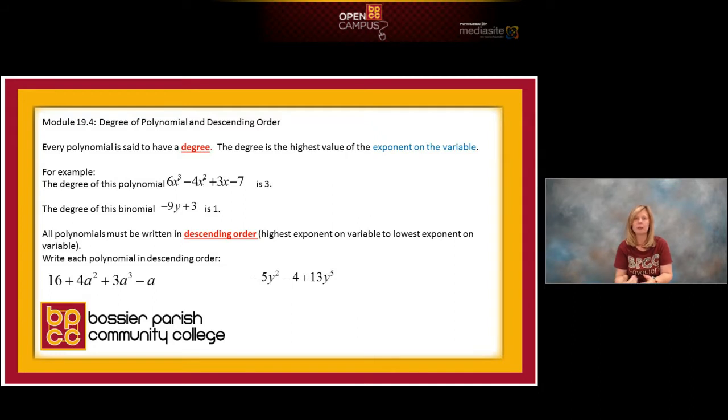If you look at the binomial I have written, negative 9y plus 3, that is in the correct descending order. The exponent on the y is a 1, and then is followed by the 3, the constant, which has no variable. So that's very important. In our next video, we're actually going to learn how to rewrite our expressions in descending order.